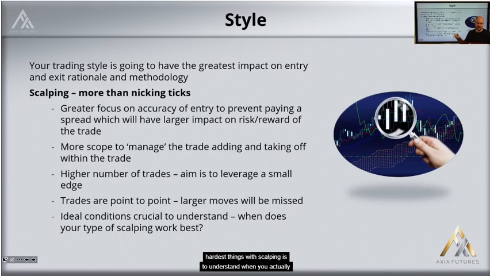One of the hardest things with scalping is to understand when you actually have an edge, because you can scalp every day. If you're looking for moves that go from point to point, there are trades every single day. But some days those trades become fudged. Market will wash around levels. It won't trade cleanly from point to point. Some days, certain types of scalps that you look for aren't plausible trades.